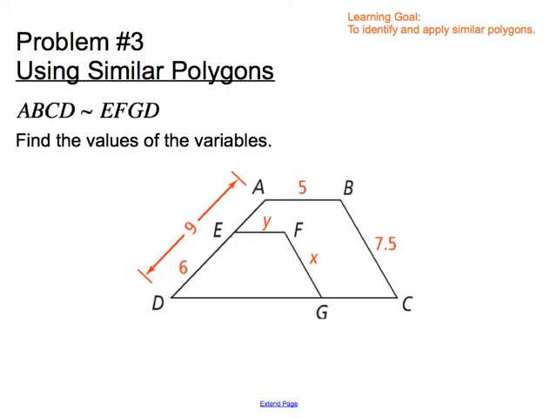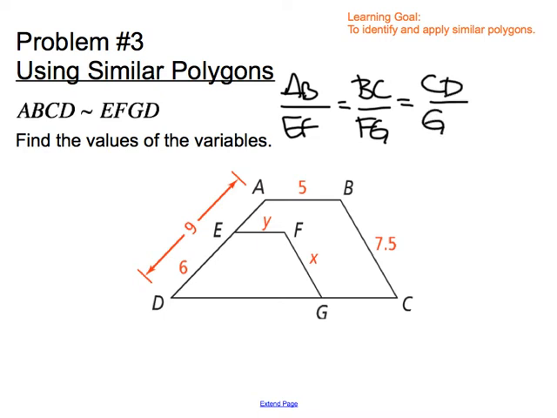Problem number 3 asks us to use similar polygons to find the value of the variable. Since the variable lengths here are lengths of sides of the figure, we will establish the extended proportion for the sides. So here we have AB over EF equals BC over FG, which equals CD over GD, which also equals AD over ED.